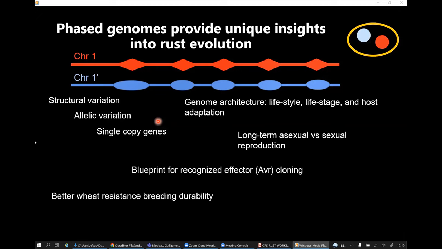So yeah, all right. Of course, this, we hope, goes all the way to resistance breeding, durability, and then pathogen population monitoring. Again, Sanders with the MARPLE pipeline, I think, shows that it's possible. I think COVID also shows that it's really, really possible.